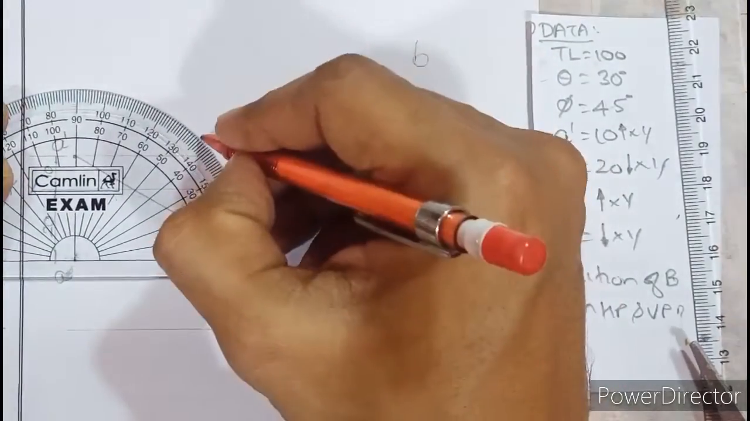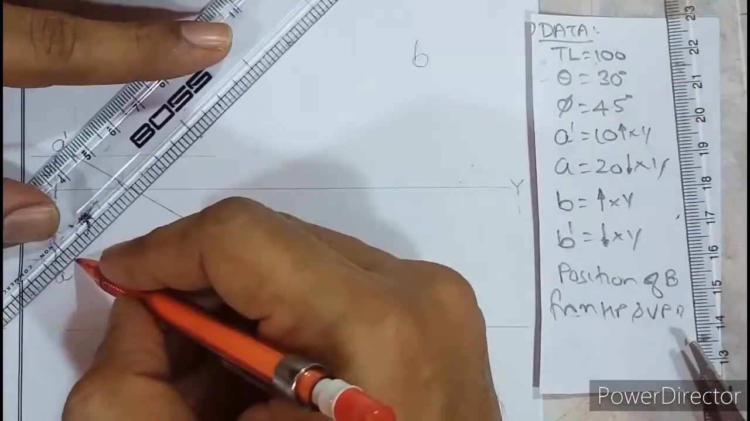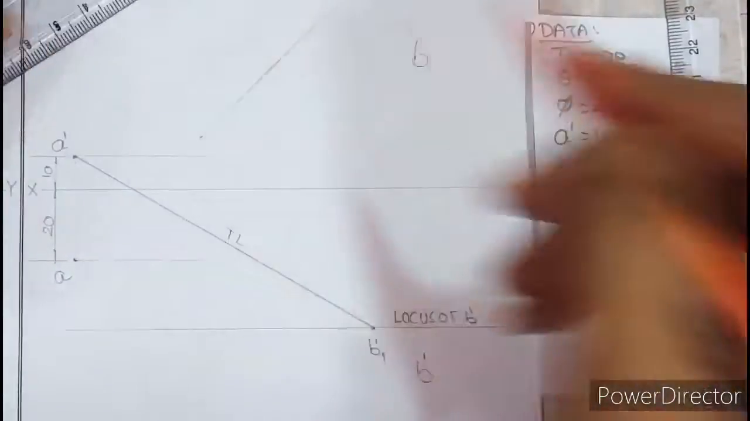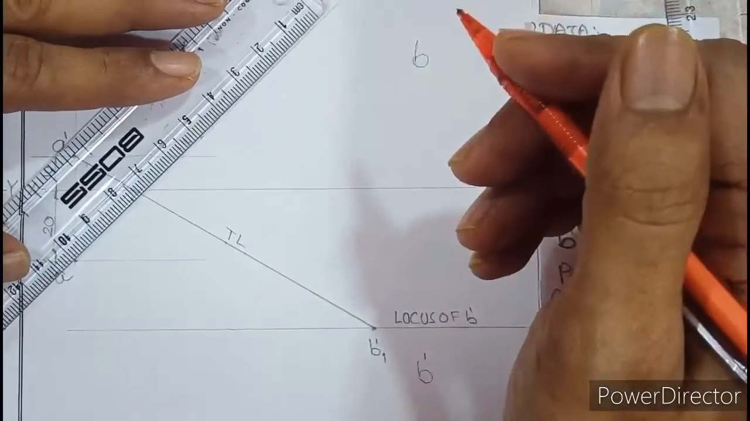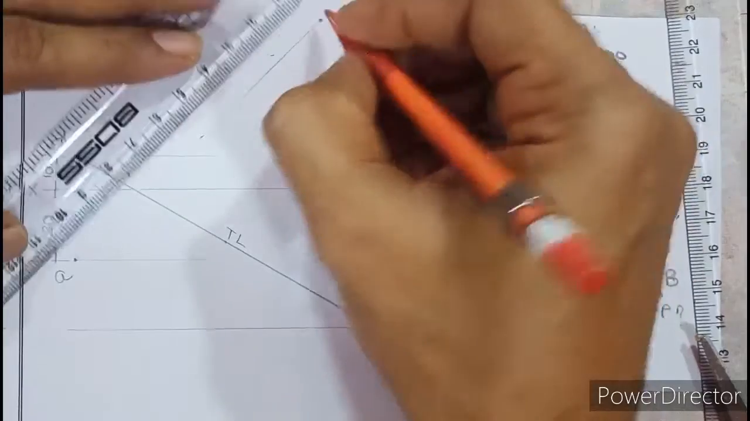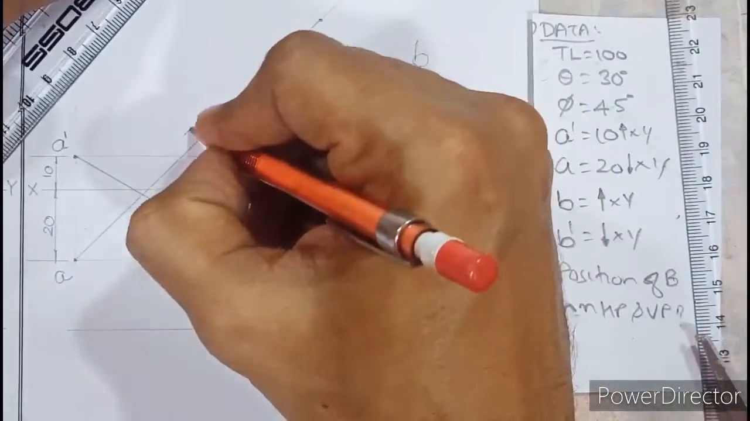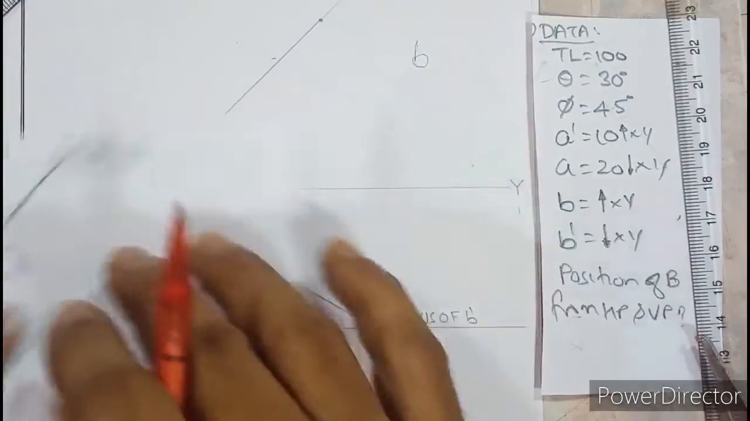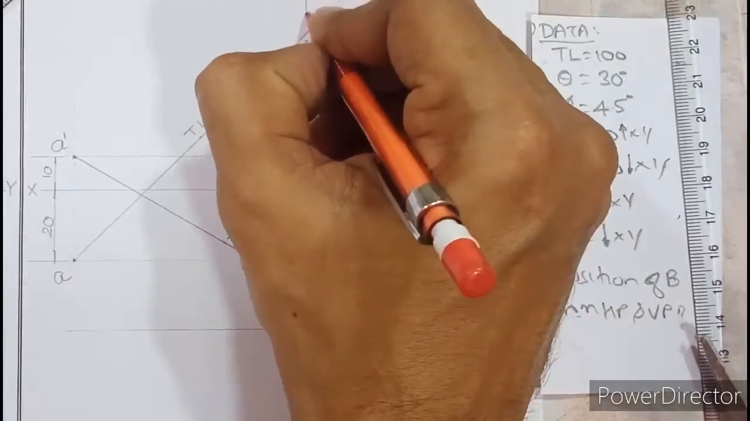So I will need to mark 45 here and connect this to A with that line, and mark the true length on this, because the true length always remains the same for both theta and phi. So from here I need to mark 100 millimeter true length, and this portion we need to draw medium dark. So this is the true length, TL. According to the tool, this point is B2. So we will write B2 over here.